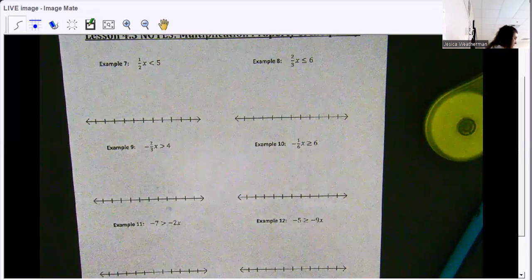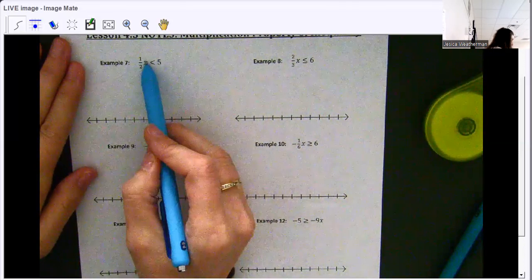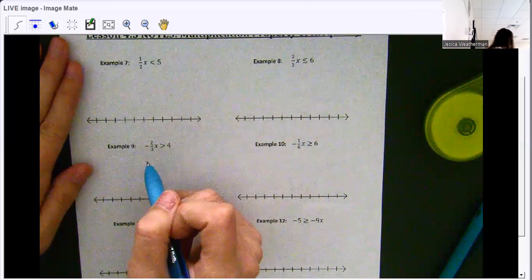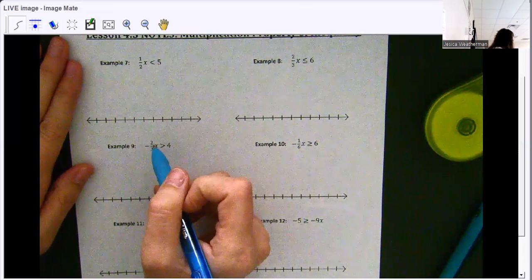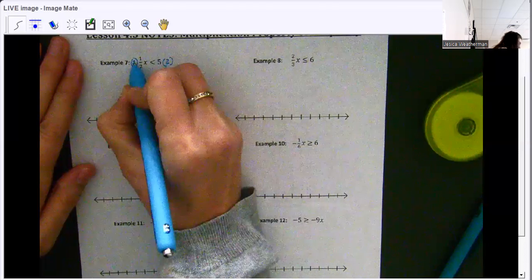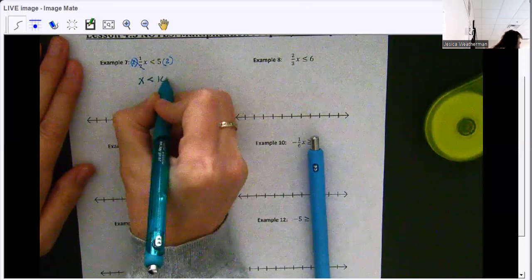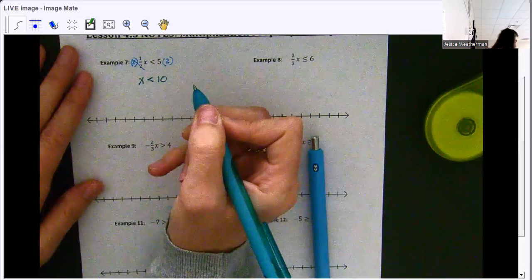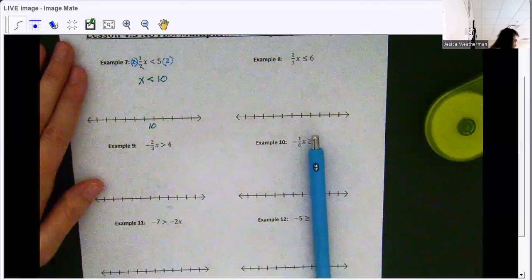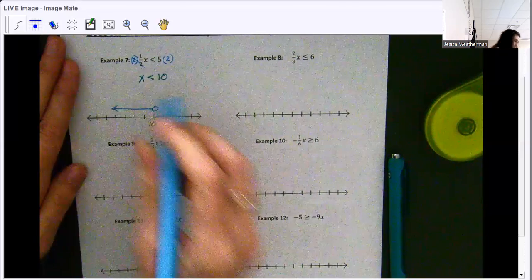Okay, so we have 1/2 x is less than 5. Do you remember how to figure out how to isolate your x here, Morgan? What do we have to do to both sides? Multiply by 2. Okay, so we end up with x is less than 10. And so then we place a 10 here and we're going to graph it. X is less than.